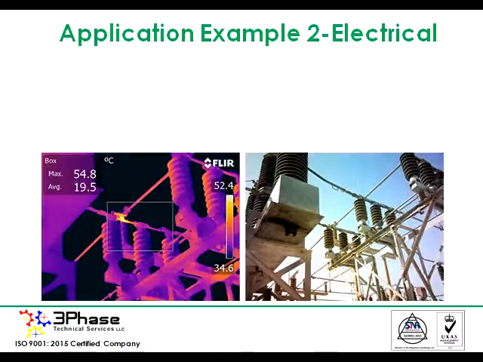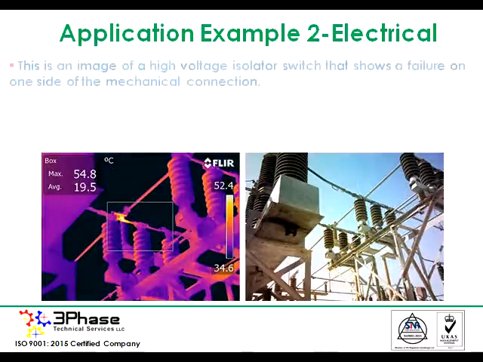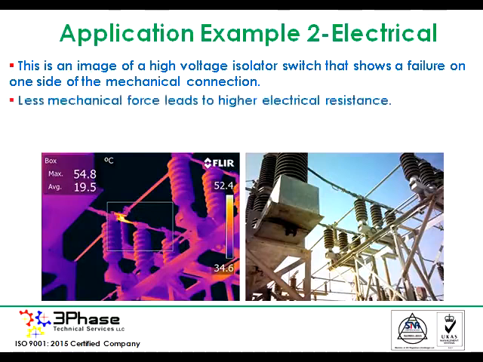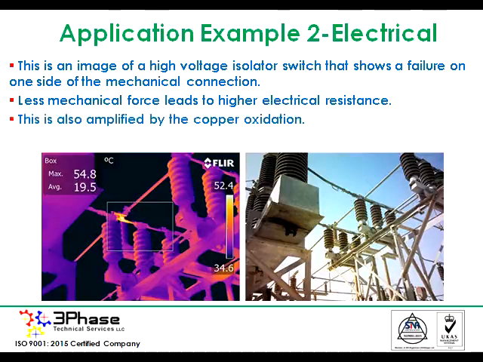Application example 2. Electrical. This is an image of a high voltage isolator switch that shows a failure on one side of the mechanical connection. Less mechanical force leads to higher electrical resistance. This is also amplified by the copper oxidation. We see a thermal pattern of heat conduction.